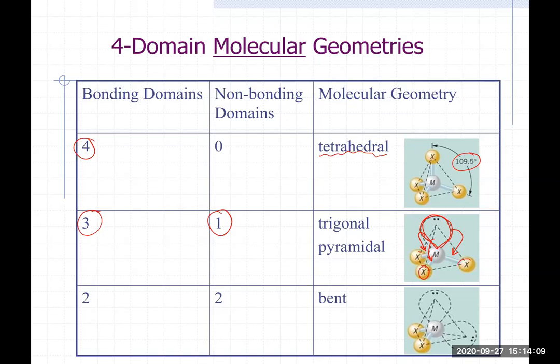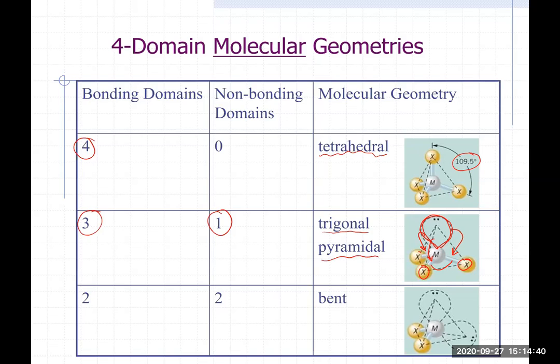And that is going to compress these atoms closer together. And so the actual bond angle here is of course going to be a little bit less than 109. But I'm not going to ask you to memorize for every single atom that is trigonal pyramidal what that bond angle is. I just want you to realize it starts out at 109 and it can be compressed a bit. So 4 total domains, 3 bonding, 1 non-bonding, that gives you trigonal pyramidal.